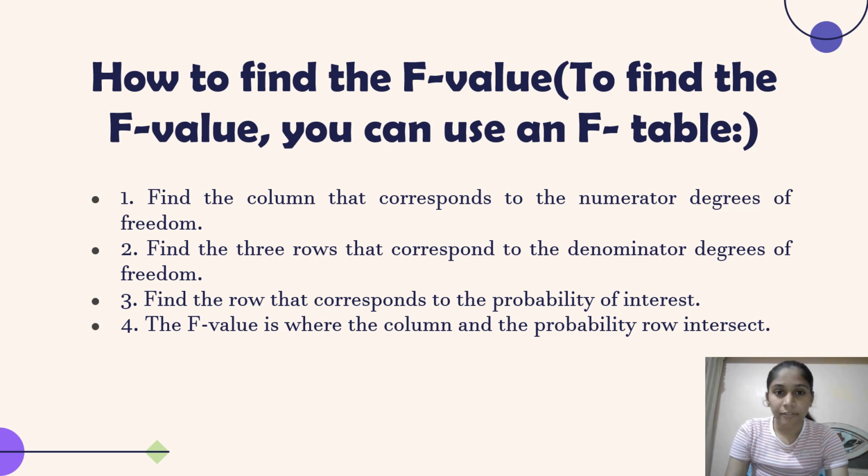How to find F value? F value can be found using F table, or you can follow four steps. Step 1, find the column that corresponds to numerator degrees of freedom. Step 2, find the row that corresponds to denominator degrees of freedom. Step 3, find the row that corresponds to probability of interest. Step 4, the F value is where the column and probability row intersect.